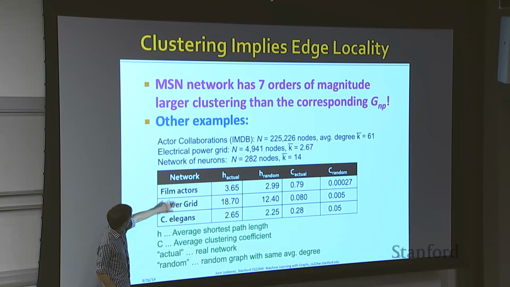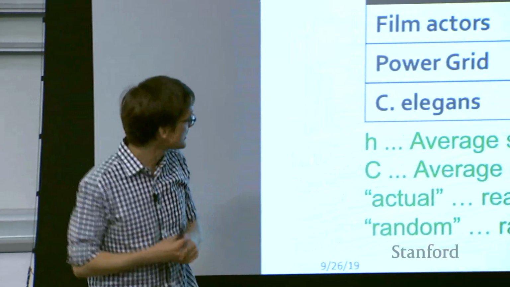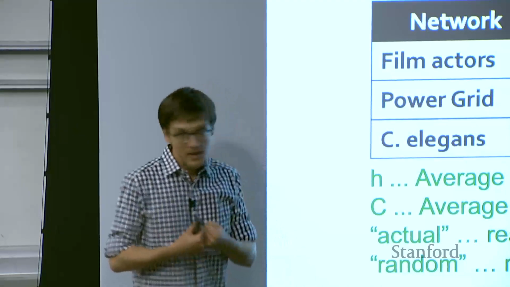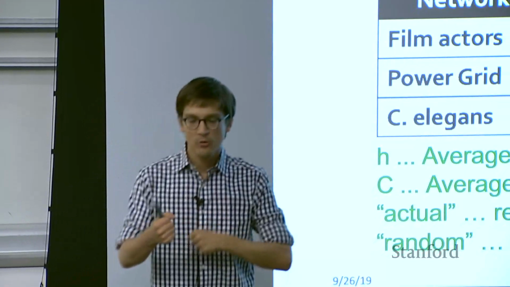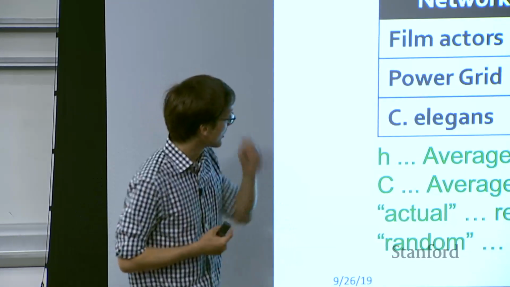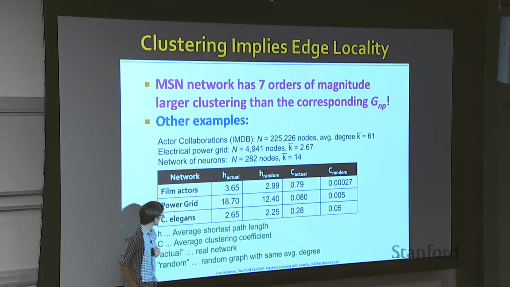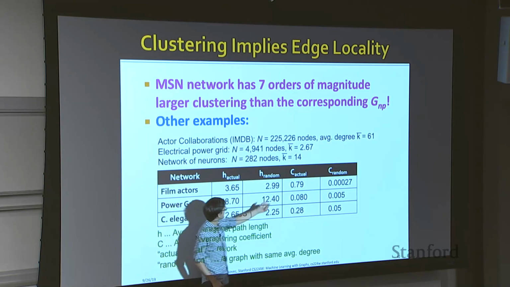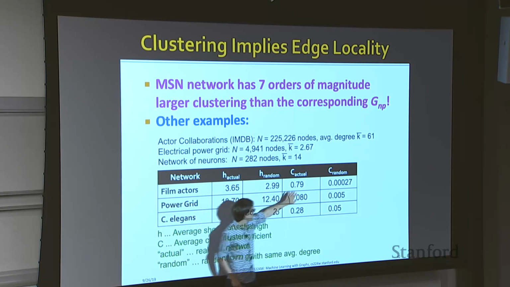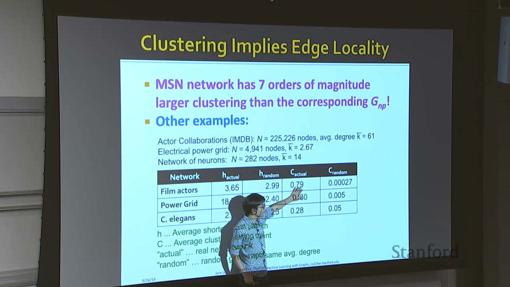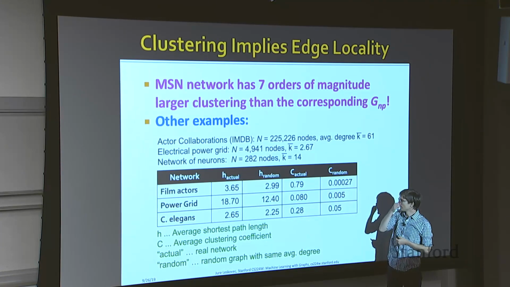Okay? One is a network created from IMDb, the Internet Movie Database, where every actor is a node, and 2 actors are connected if they co-appeared in a movie. So it's an actor collaboration network. The shortest path on average is 3.6. You ask what it would be in a random graph, it would be 3, very close, but a bit less. What's the clustering coefficient? 0.8. What would it be in the random graph? 3 orders of magnitude less.